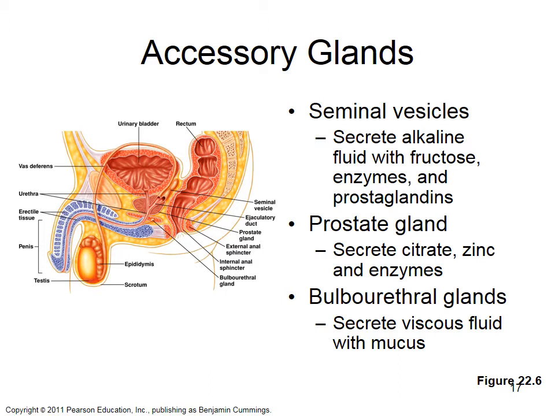Okay, the prostate secretes citrate, zinc, and enzymes, again, to activate those sperm. Okay, zinc deficiencies will affect the prostate gland and also affect sperm motility. Okay, so again, if you're trying to impregnate someone, make sure you're up on your zinc. If you're not, who cares? Well, no, zinc does other things too. Okay, and then the bulbourethral glands secrete a viscous fluid with mucus. Right, again, to line the urethra, which is normally pretty acidic, so that you don't damage the sperm.